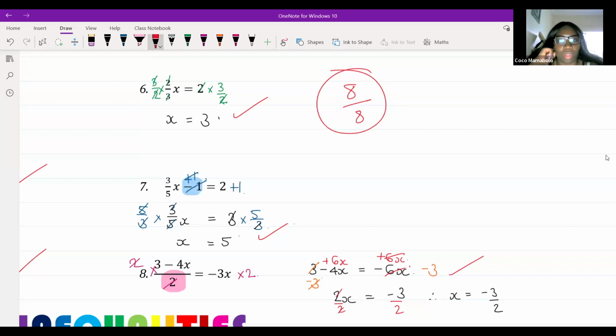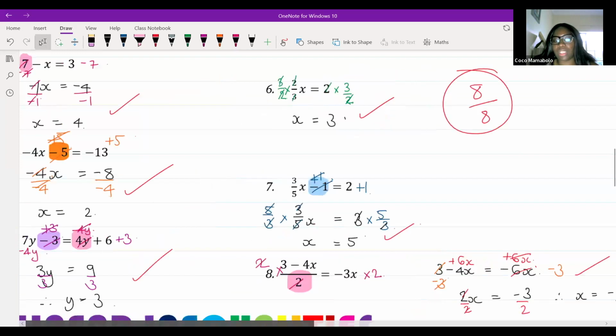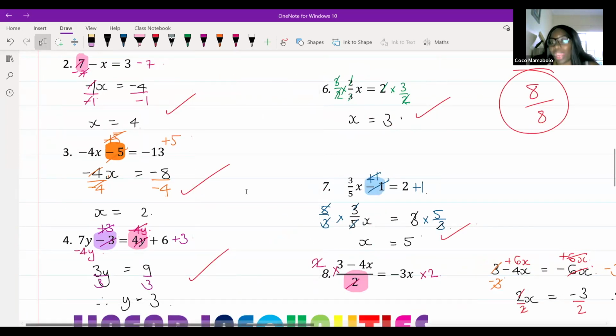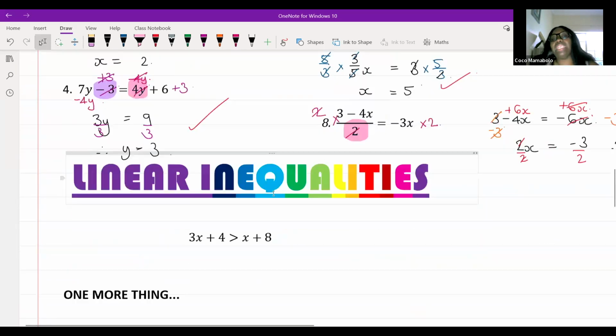All right. Okay, so that was linear equations. I don't think I taught you guys anything new. I don't even think it's grade 9 recap. I think it's grade 8 recap because we do these kinds of questions in grade 8 as well. Okay, so what we're going to do now is move from linear equations to linear inequalities.